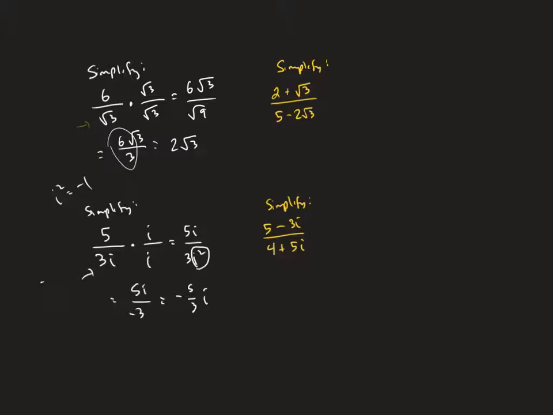Now, you can also divide numbers that aren't purely imaginary, that are complex. But in order to understand how that works, we need to work with a regular square root example. So up here, I have 2 plus the square root of 3 divided by 5 minus 2 root 3.